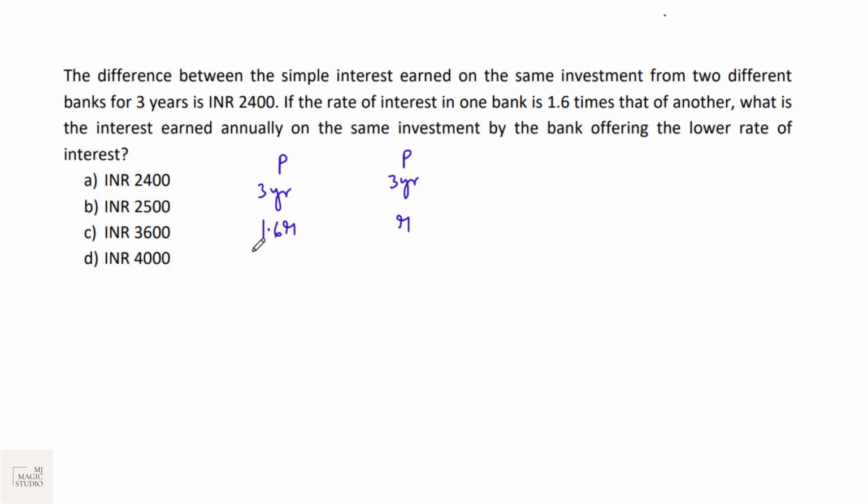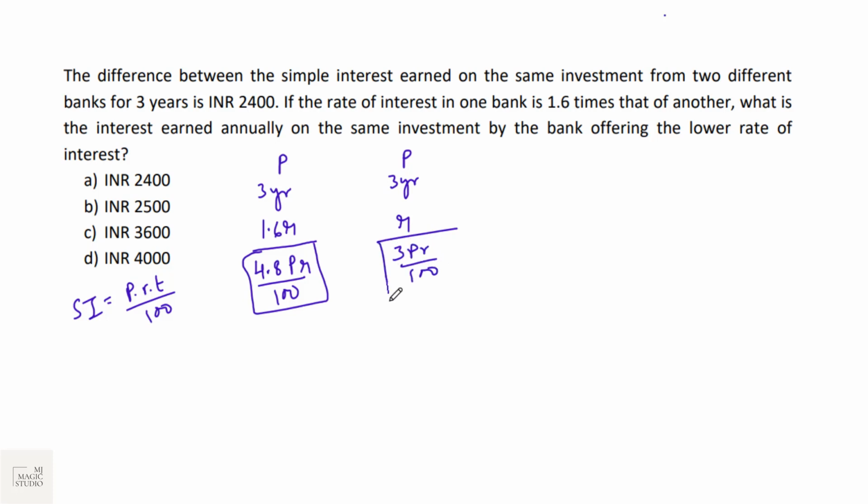First of all, interest from this higher return bank is 3 into 1.6, that is 4.8 PR by 100. I'm avoiding 100. The formula for simple interest is PRT by 100. Why avoid 100? Let's divide this by 100. And interest from this lower rate of return would be 3 PR by 100. Now it is given that 4.8 PR by 100 minus 3 PR, that is 1.8 PR by 100, equals 2400.